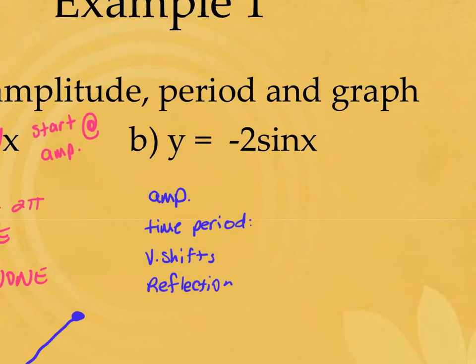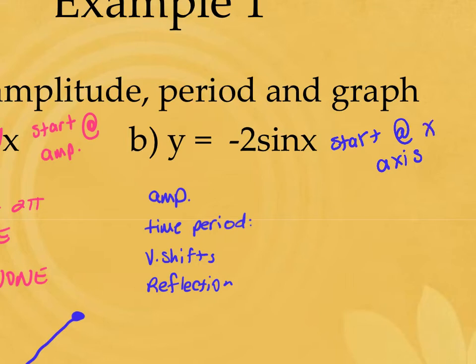Okay, what kind of a curve am I starting with? Sine curve. So that means this is going to start at 0, 0. We'll say start at the x-axis because as we move them left and right, they're going to move. So we'll either say starts at amplitude or starts at x-axis. Oops, I forgot to write the x.